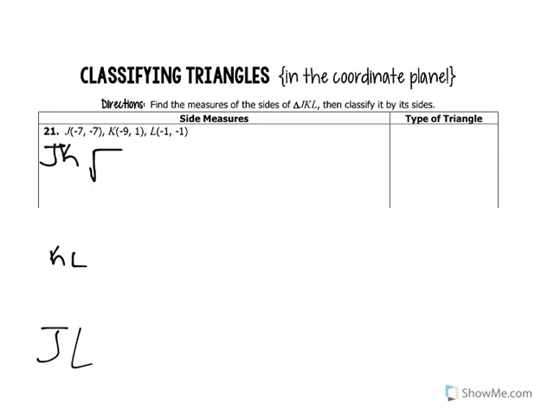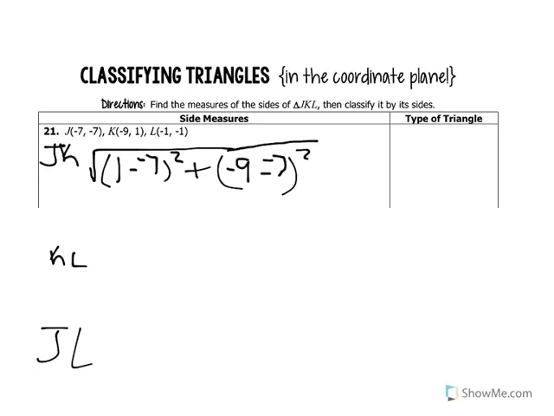So when we're going J to K, we're going to do distance formula. So we did distance formula in the first unit. So J to K, my distance formula is going to look like 1 minus -7, and then -9 minus -7. So that's going to give us 64 plus 4. So it's the square root of 68.